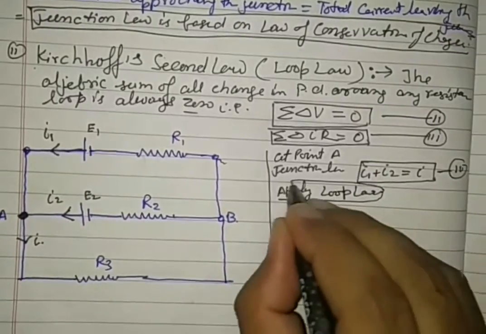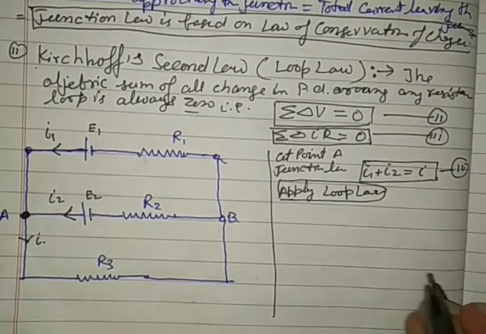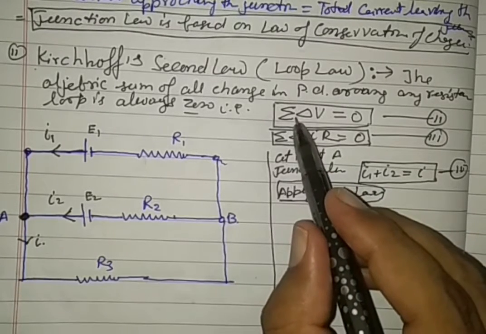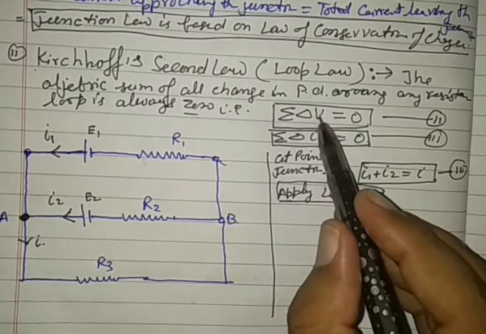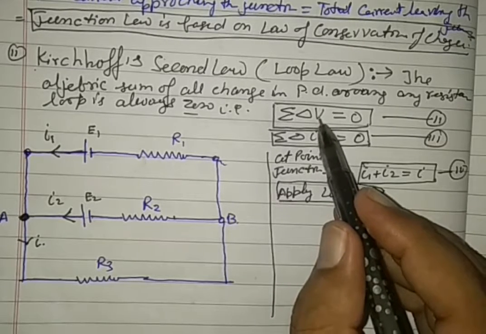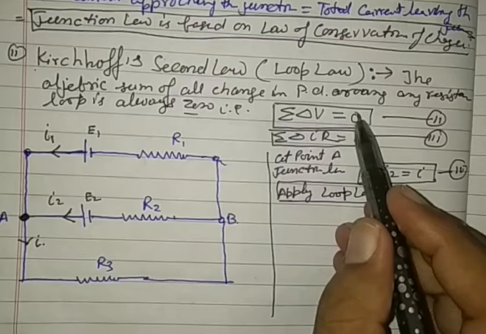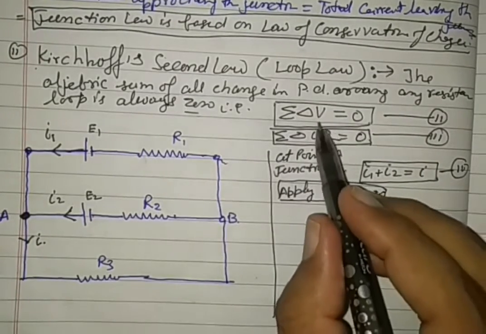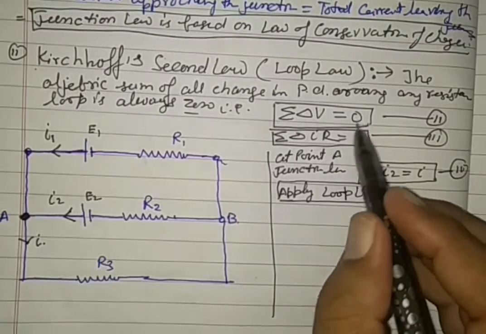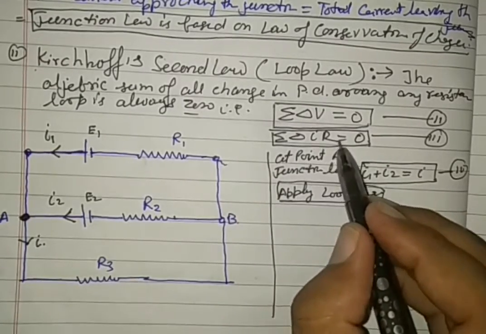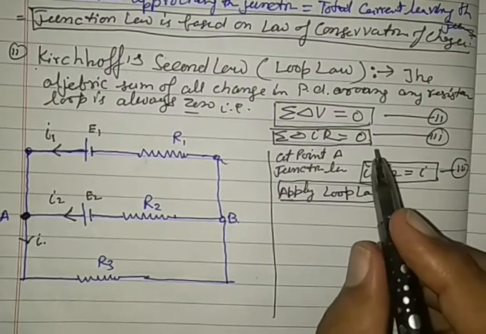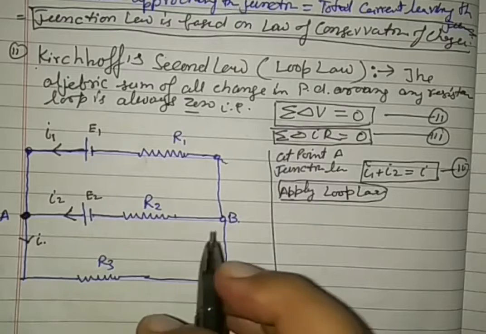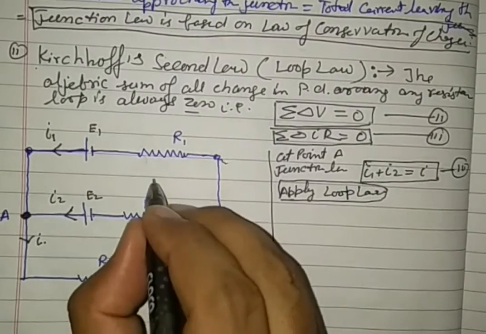See how the loop law is applied. What does the loop law say? The total sum of potential differences in any closed circuit is always zero. So this is a summation: summation delta V is equal to 0, or summation delta IR is equal to 0, because according to Ohm's law, V is equal to IR. So, applying the loop law, we are going to select two loops.